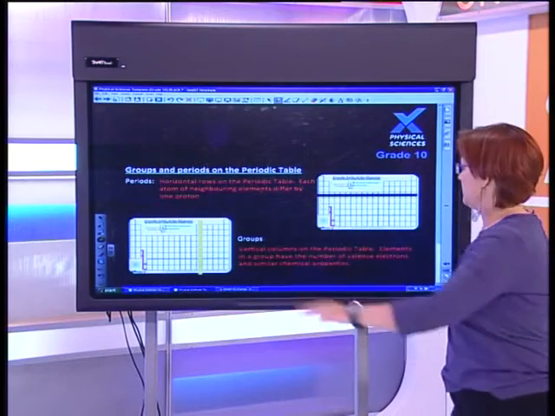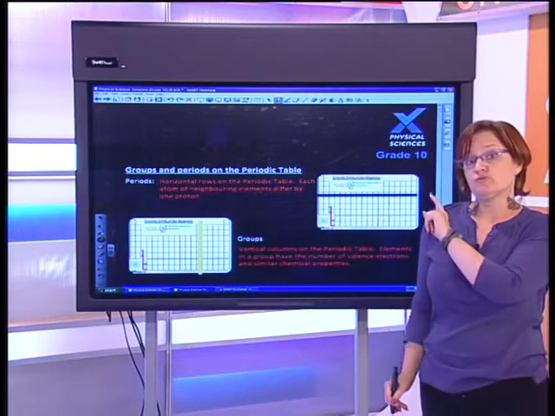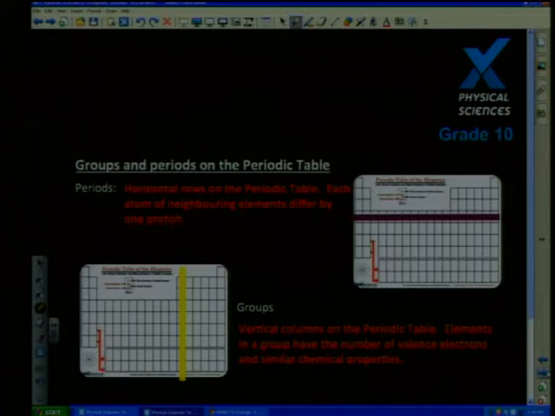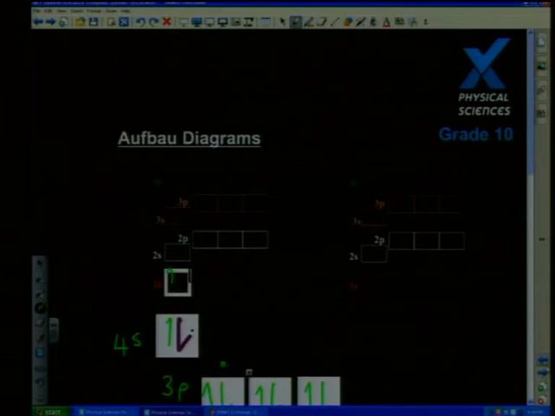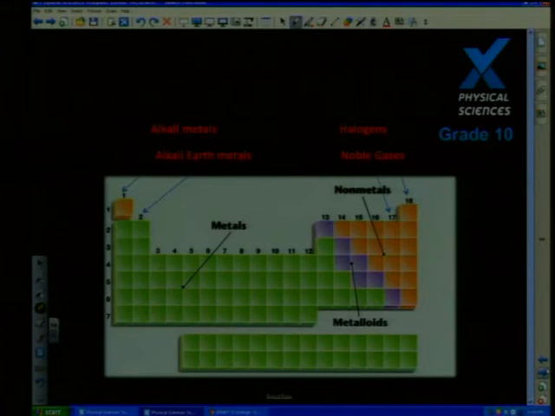Trends. Cool. Okay, trends. Now we're going to do this really quickly. First, quick recap. Not going to spend a lot of time on this. Periods are our horizontal rows. Groups are our columns. So you've got to know those terms, but it's just a fancy word for the columns and the rows. Now, on your periodic table, the trends are very important.